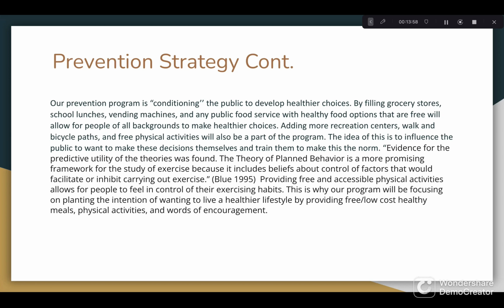This is why our program will be focusing on planting the intention of wanting to live a healthier lifestyle by providing free, low-cost, healthy meals, physical activities, and words of encouragement alongside. We want to make sure that our program plants the seed in the minds of the public to encourage taking up a healthier lifestyle.